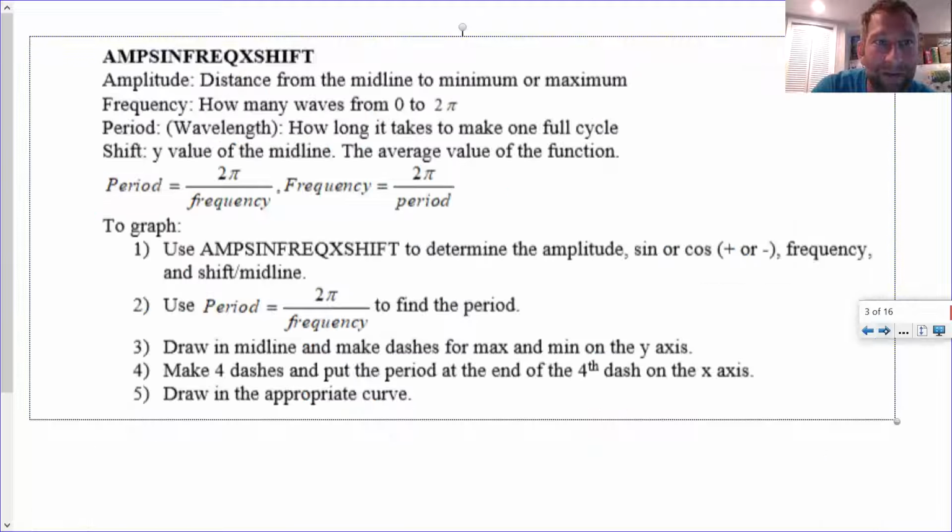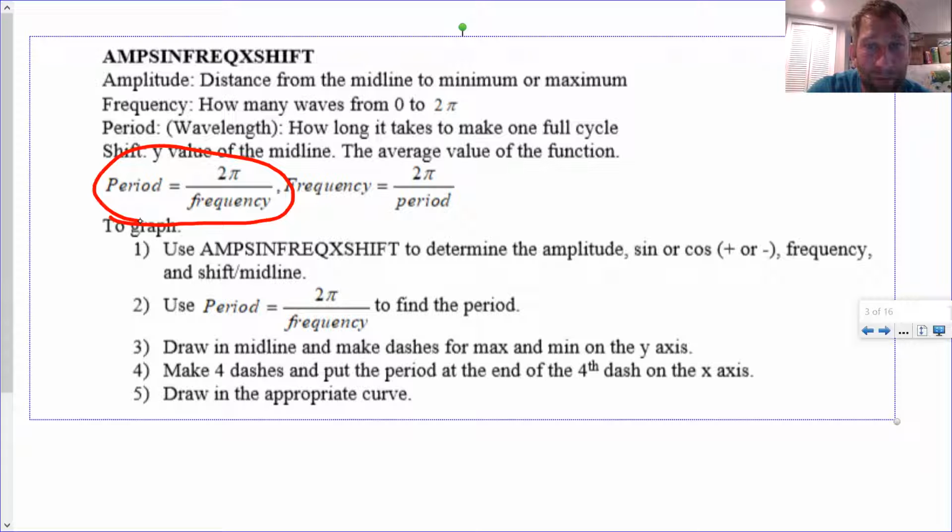You need to know your definitions. You need to know that amplitude is the distance from the midline to the max or min. Frequency is how many waves from 0 to 2 pi. Period is the wavelength. It's how long it takes to make one full cycle. And skipping ahead, to find the period is 2 pi over the frequency. And your shift is your midline, the average value of the function.